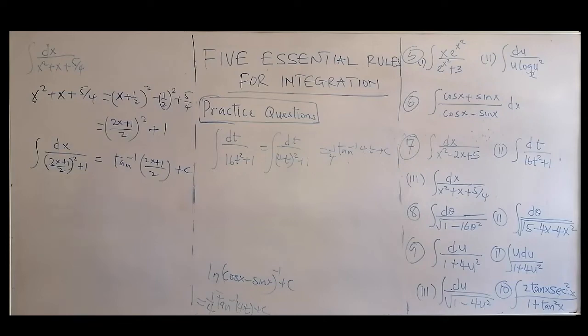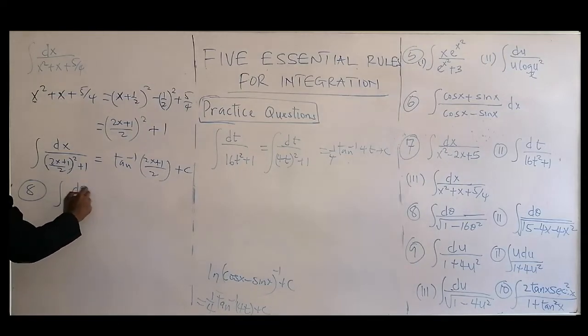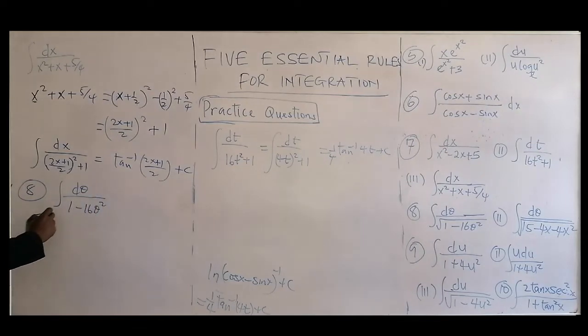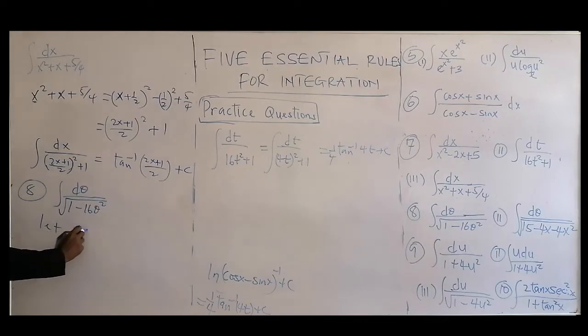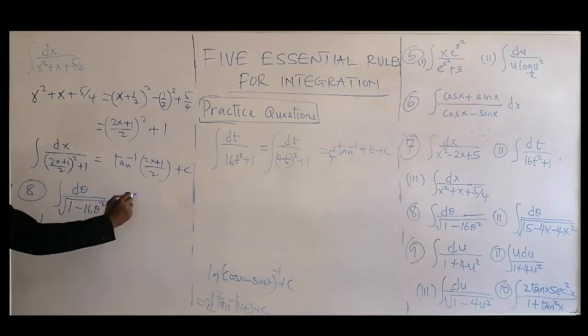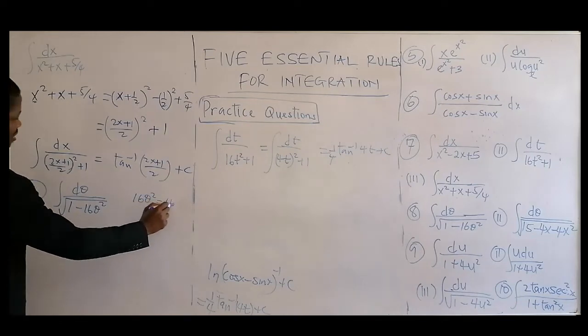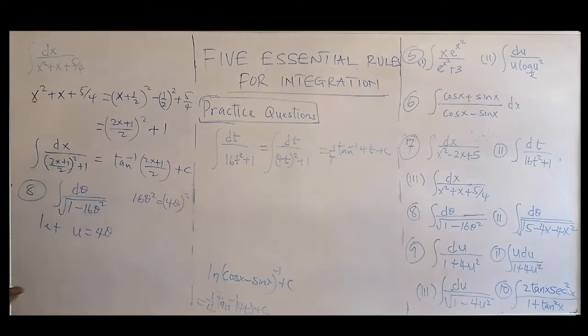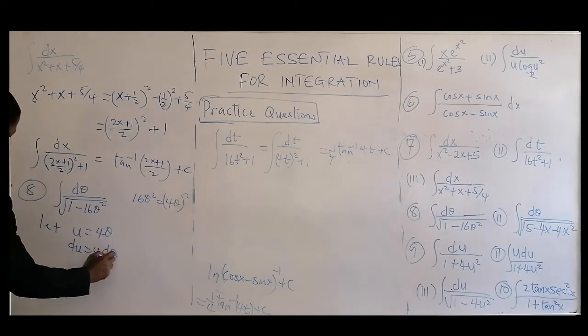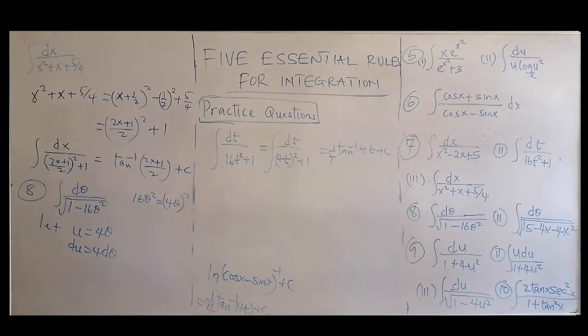Okay, so that's that on that question. That will take us to the next question, question 8. Integral of d theta over the square root of 1 minus 16 theta squared. We can do it straight away, but let's make it easy. Let u be equal to 4 theta, because 16 theta squared is the same thing as (4 theta) squared. So u is 4 d theta, so du over 4 equals d theta. So we can substitute there.